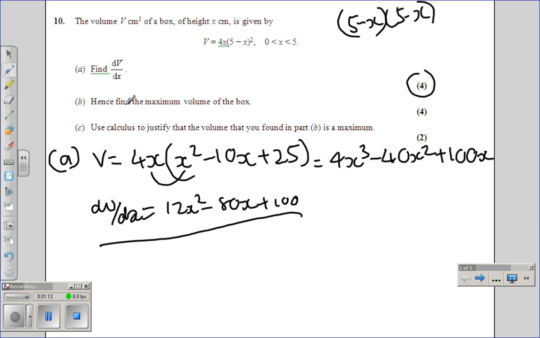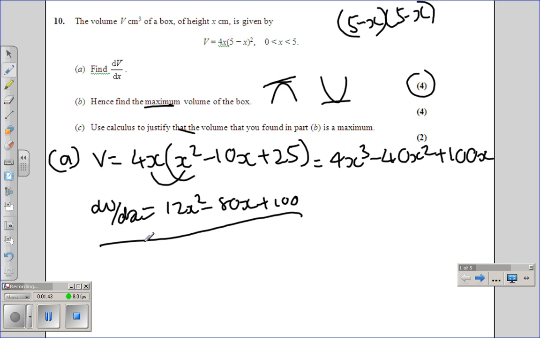For part b, it says "hence", so using what we've just done, find the maximum volume of the box. All that's asking you to do, despite it maybe looking like a lot for 4 marks, is to make dV by dx, the derivative, equal to 0, because maximums and minimums are when the gradient is 0. So you need to solve it for x to get the gradient to 0, and then do a little bit more, but we'll talk through that in a minute.